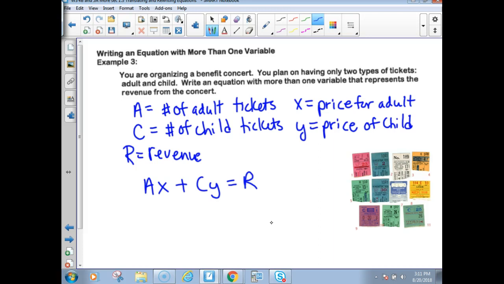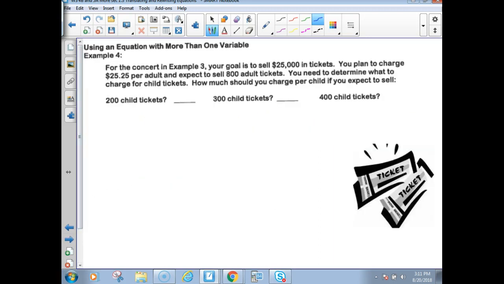Okay, now we're going to use an equation with more than one variable again. We're going to use this equation. For the concert example 3, your goal is to sell $25,000 in tickets. That would be the R value. You plan to charge $25.25 per adult and to sell 800 adult tickets. So A, the number of adult tickets, is going to be 800. X was the price of the adult ticket, which is going to be $25.25. And R is 25,000.